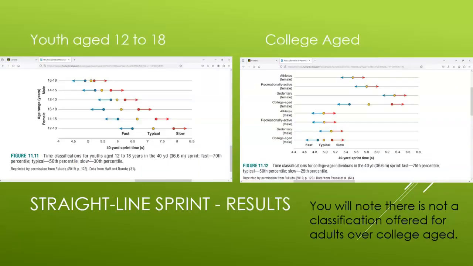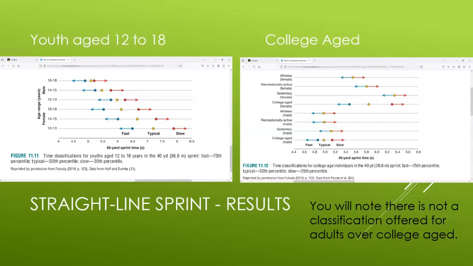So the thing I want to point out, and you'll find this regarding the 40-yard dash as well as the other tests that are outlined by the book for speed and agility, they're all for youth and college age. There really isn't anything there for adults. And if you do a deep dive and try to find data points regarding speed for adults, it's not like you can find a lot of research on that, as you'll see.